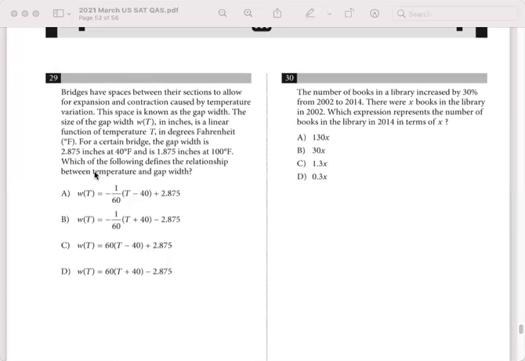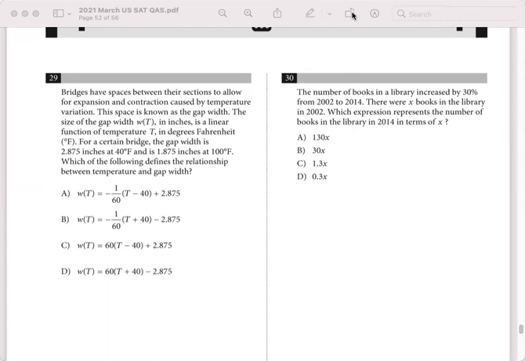Let's go to 29. Bridges have spaces between their sections to allow for expansion and contraction caused by temperature variation. This space is known as the gap width. The size of the gap width, Wt in inches, is a linear function of temperature in degrees Fahrenheit. For a certain bridge, the gap width is 2.875 inches at 40 degrees F and 1.875 inches at 100 degrees F. Which of the following describes the relationship between temperature and gap width?